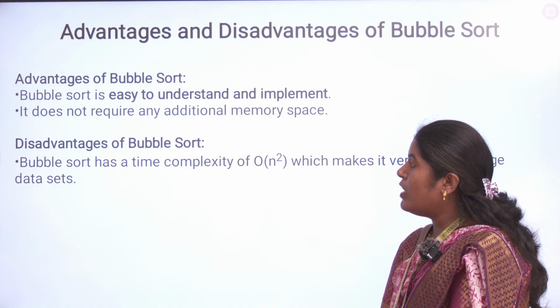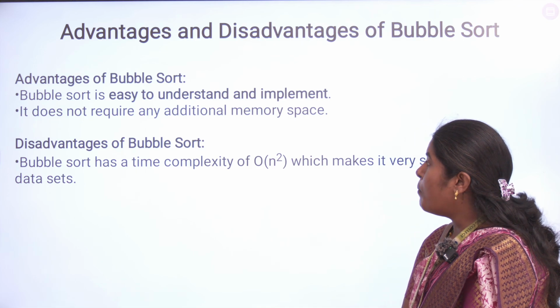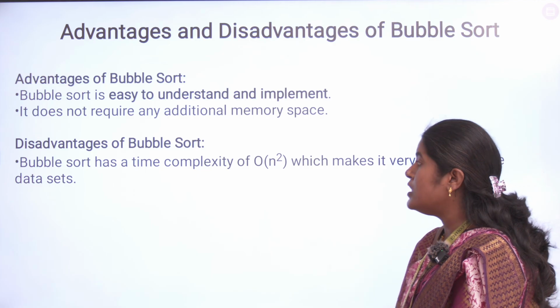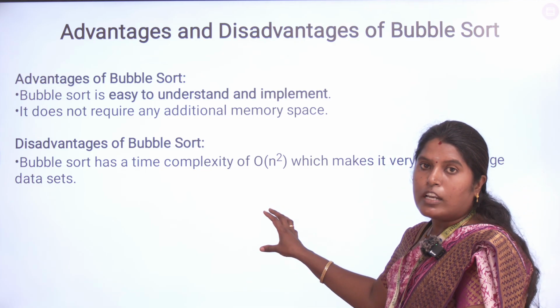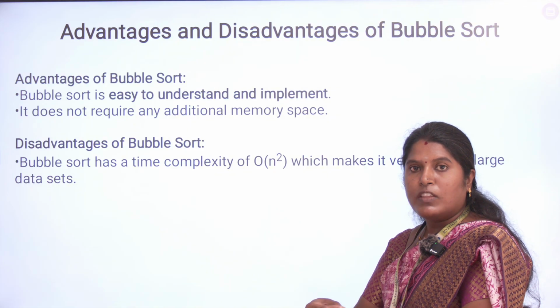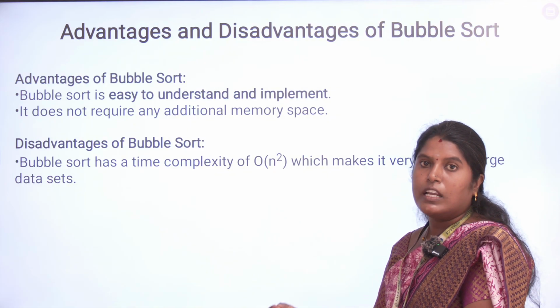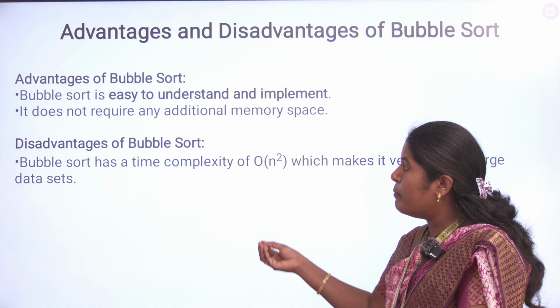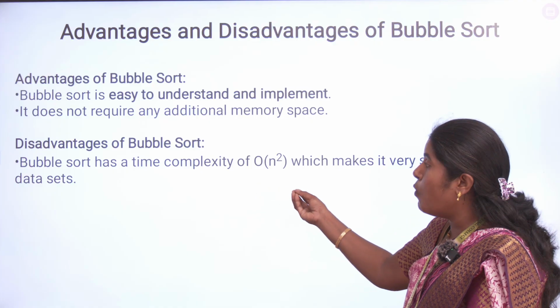Moving on to the disadvantage. Bubble sort has a time complexity of O of n square, which makes it very slow for large data sets. So bubble sort is suitable only for smaller data sets. If we give large data items, it is very difficult to sort them in ascending or descending order because it takes a time complexity of O of n square.